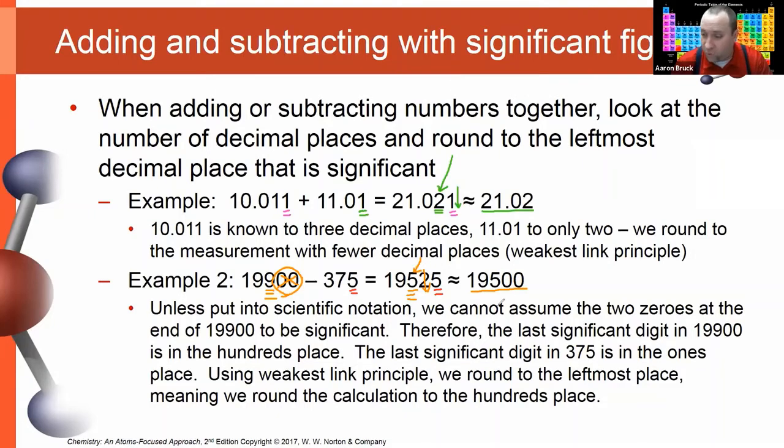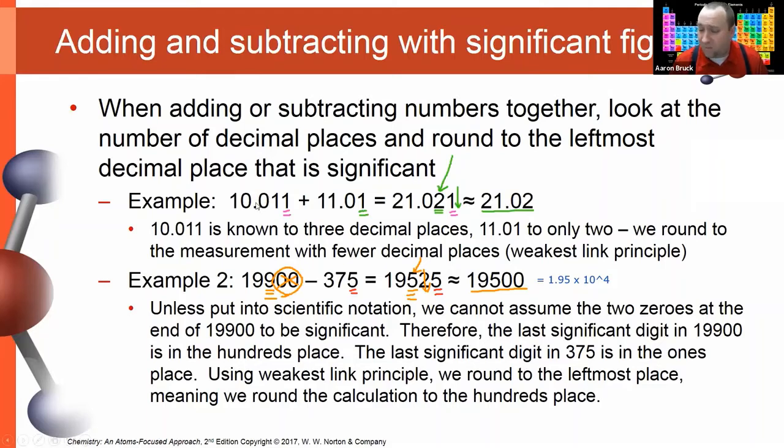Now, if we want to avoid ambiguity, the best thing that we should do here is convert that into scientific notation so that there is no discussion, there is no issue there. 1.95 times 10 to the fourth would be the correct scientific notation. That way we can be certain there are only 3 significant figures there, as opposed to 4 or 5.